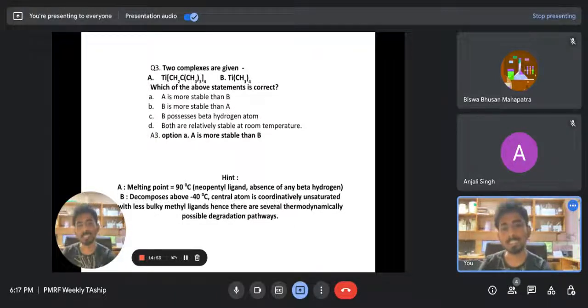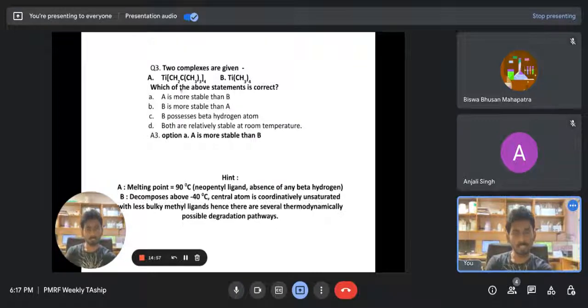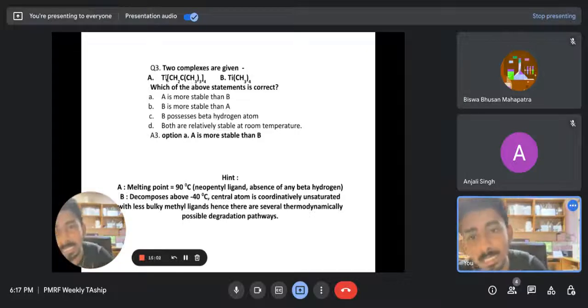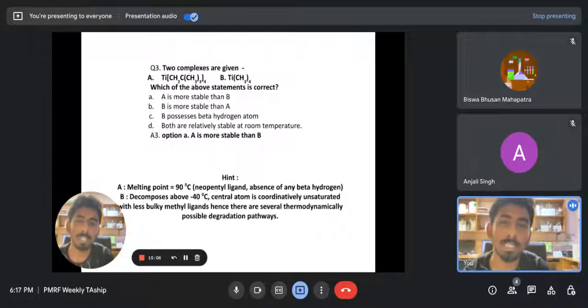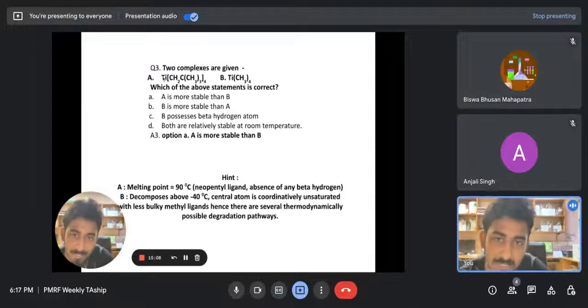So the actual answer lies in this concept, that it is coordinatively unsaturated, because here the groups that are present in titanium are quite bulky. These are not allowing any other factors or any other ligands or moisture to come and affect this titanium center.